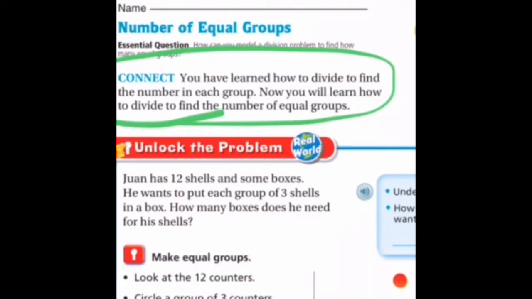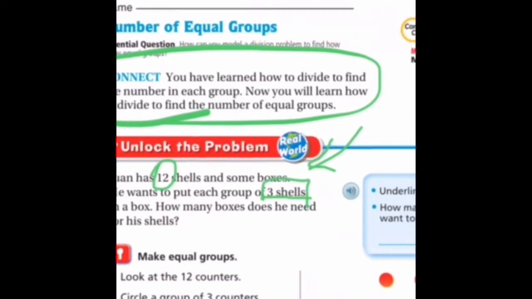It says, you have learned how to divide to find the number in each group. Now you will learn how to divide to find the number of equal groups. It's slightly different. Let's look at unlock the problem. It says Juan. Juan has 12 shells and some boxes. He wants to put each group of 3 shells in a box. How many boxes does he need for his shells?